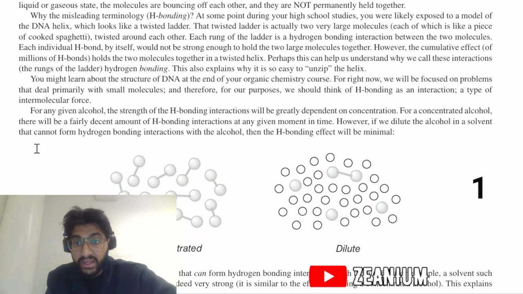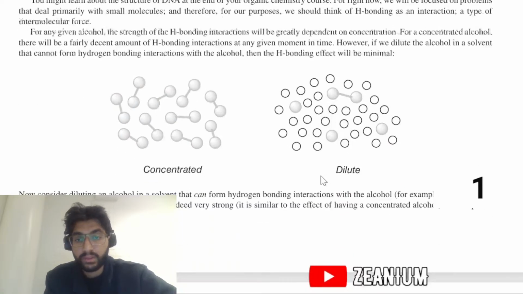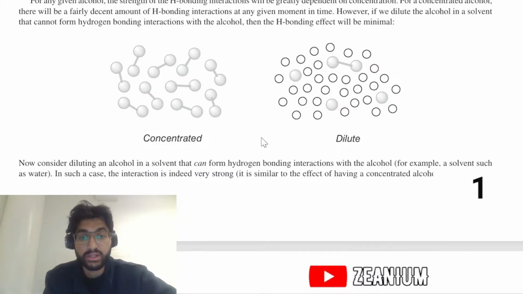For any given alcohol, the strength of the H bonding interactions will be greatly dependent on the concentration. For a concentrated alcohol, there will be a fairly decent amount of H bonding interaction at any given moment in time. However, if we dilute the alcohol in a solvent that cannot form hydrogen bonding interactions with alcohol, then the H bonding effect will be minimal. Okay, so this will be concentrated, and this will be dilute.